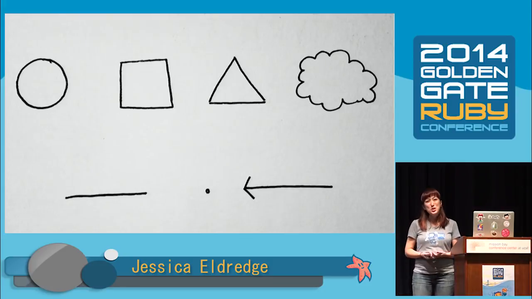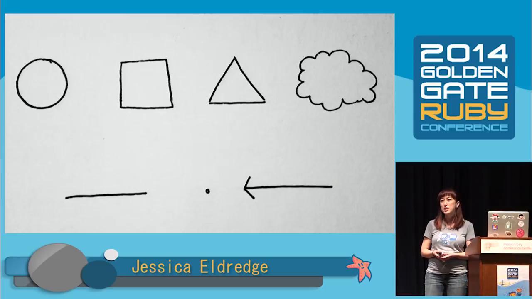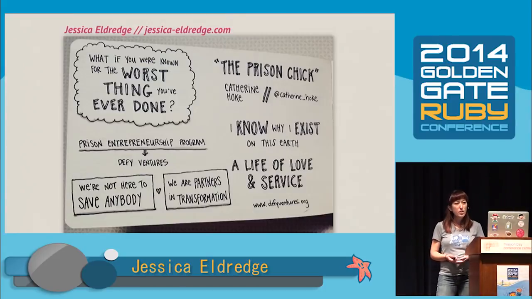But basically, you use these shapes in combination to build other shapes, and use boxes and lines to connect ideas. So in practice, you can see in my sketchnotes, I'm basically just using these very simple shapes and text.